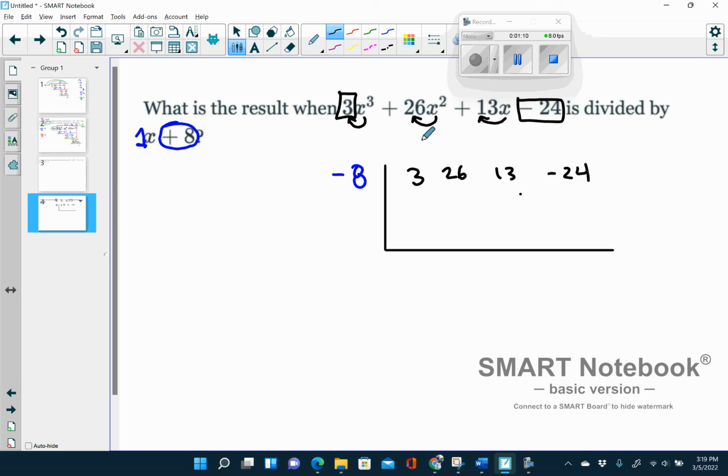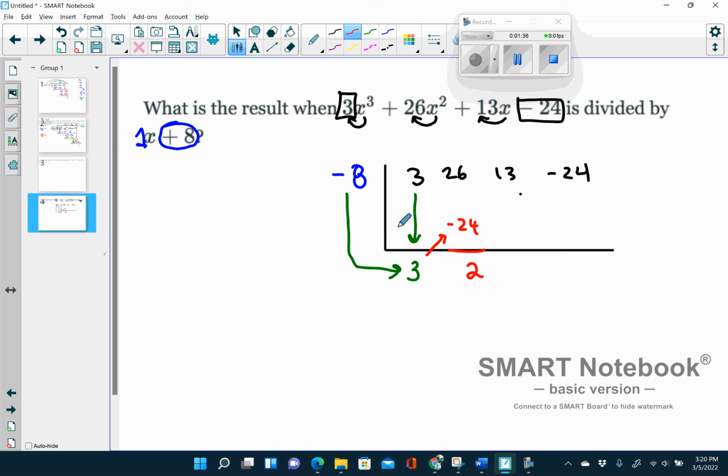All right. So now what you want to do is you literally are just going to take this first term and bring it down. So the 3 comes down. You're going to do -8 times 3. You're going to multiply this. -8 times +3 is -24. So that answer is going to go right here, -24. And then you're going to add these two numbers, 26 and -24, or 26 minus 24 is equal to 2.